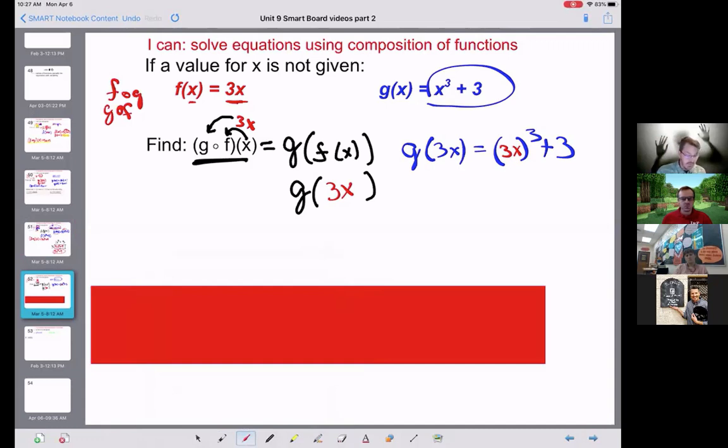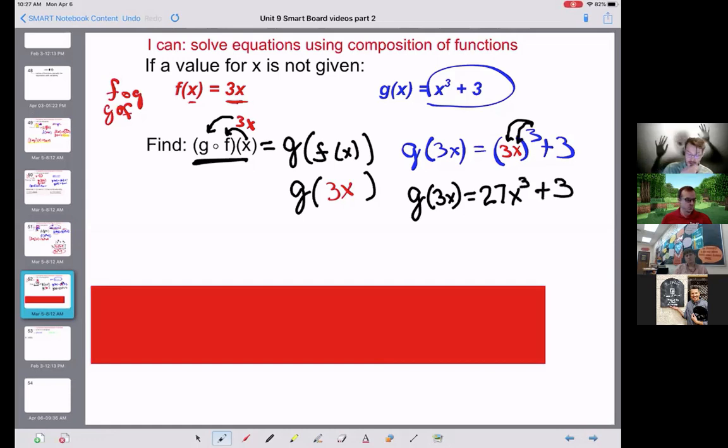And so this is where it gets confusing again, but if you remember from 8th grade, so I'm doing g of 3x, I multiply the exponent all the way through, so 3 to the third power is 27, because it's 3 times 3 times 3. And x to the third power is x to the third. And then I have a plus 3.